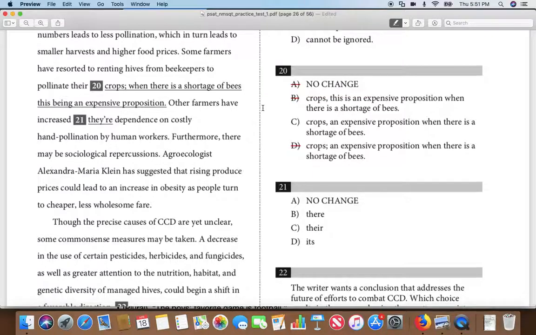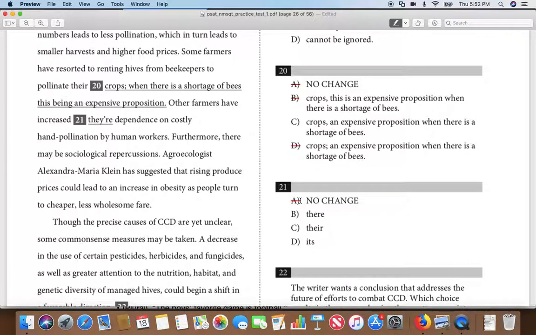Okay, so other farmers have increased they are dependence on costly hand pollination by human workers. That's rough, Blaze. That's rough. Yeah, that ain't right. All right. So it's definitely not A. Can we agree? Yes. A is gone. Okay. What do you think? I'll bet we can figure this out now. What do you think the right answer choice is?